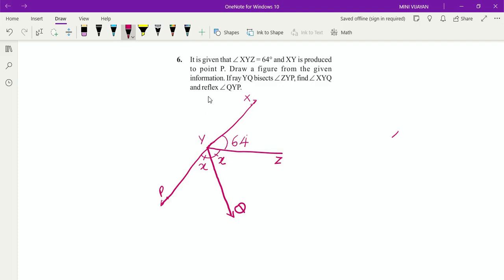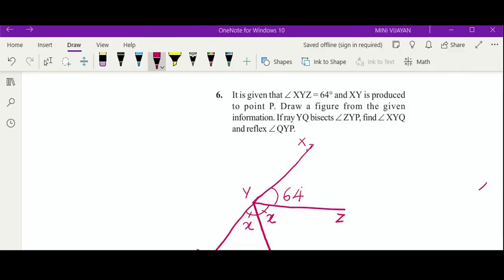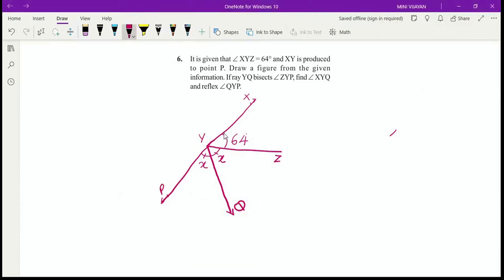Now what we need to find here is XYQ. You can see here, XYQ has two angles in it. Which are the two angles in XYQ? One is this angle x which I marked, ZYQ, and another one is 64. So two angles are there in angle XYQ. Let's find out the measure of angle XYQ.